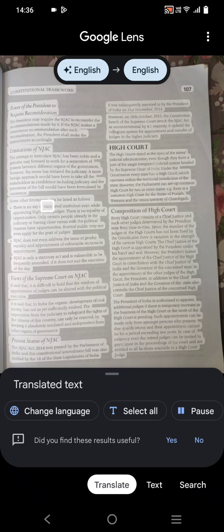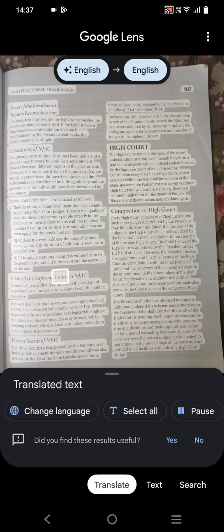There is no say of state-level institutions even while appointing High Court judges. There is no equality of opportunities. Only certain people already in the judiciary or having close nexus with the political masters have opportunities. The normal public may not even apply for the post of judges. NJAC does not even address the issue of gender equality and appointment of vulnerable sections. NJAC is only a statutory act and is vulnerable to being frequently amended, if it does not suit the executive of the day.